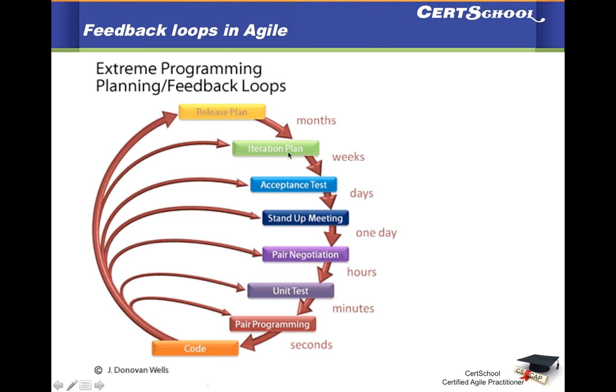As you can see, if your iteration is 2 weeks long, the acceptance tests are coming in at a much higher frequency, which is within the days. So as you're writing stories, as you're writing tasks, as you're building or executing stories, we need acceptance tests. So acceptance tests are coming in with a frequency of days in agile development. Then we have the stand-up meetings.